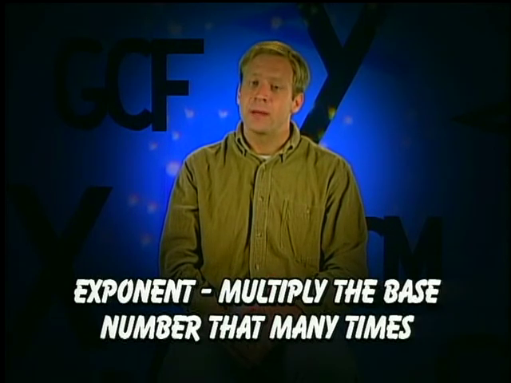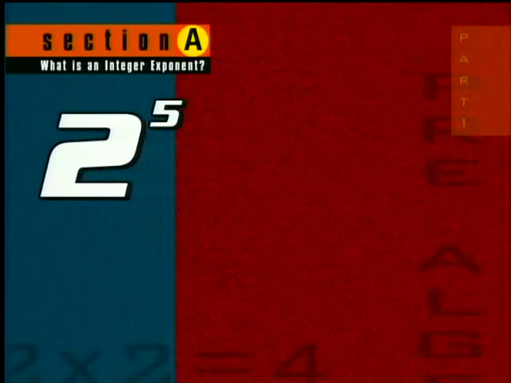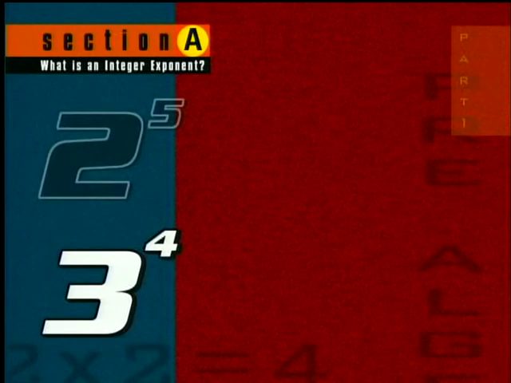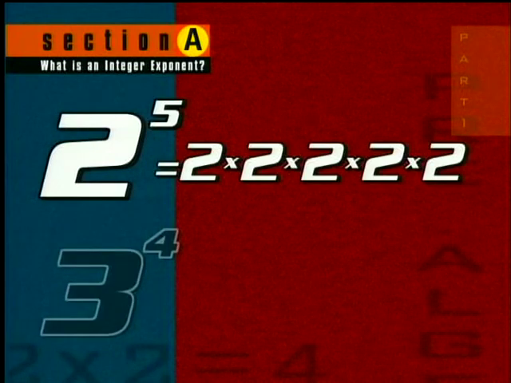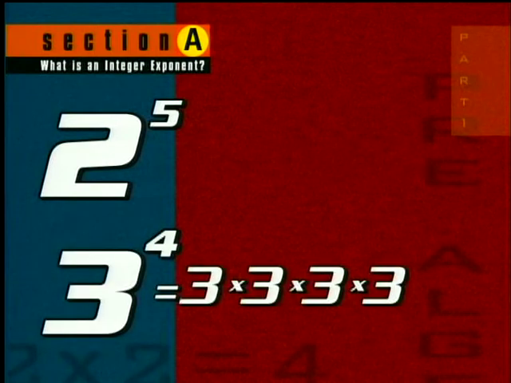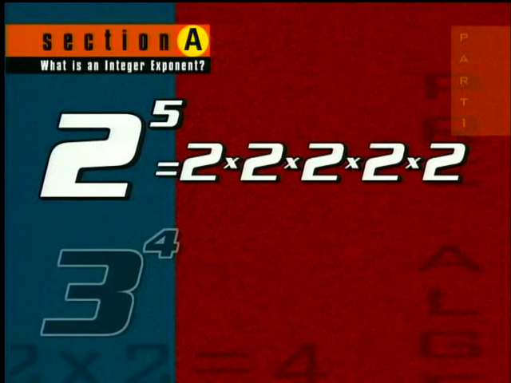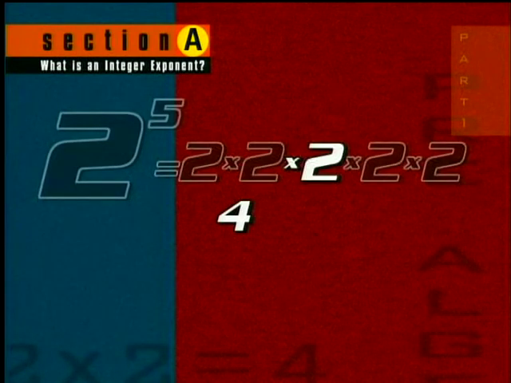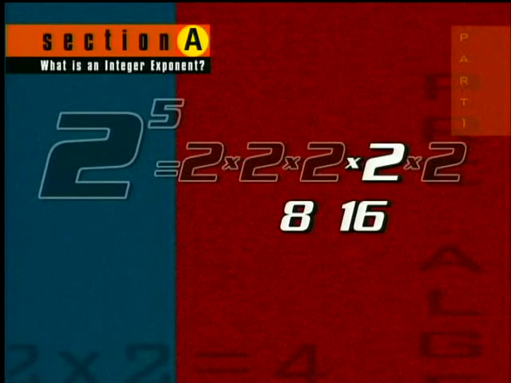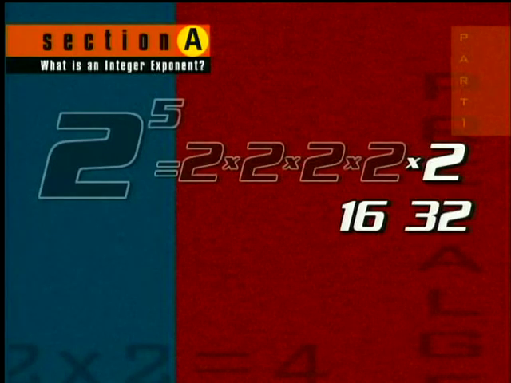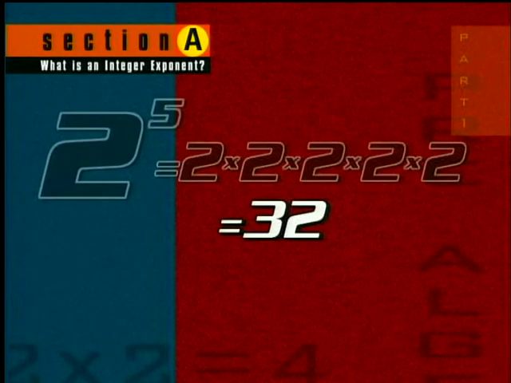It means that when we have a base number and an exponent, the exponent tells us how many times to multiply the base number. Using our same examples, 2 to the 5th power and 3 to the 4th power, we write them out to look like this. 2 times 2 times 2 times 2 times 2, and 3 times 3 times 3 times 3. When we multiply our first set out, we get 2 times 2 is 4, times 2 is 8, times 2 is 16, times 2 is 32. That's 5 2's, which equals 32.